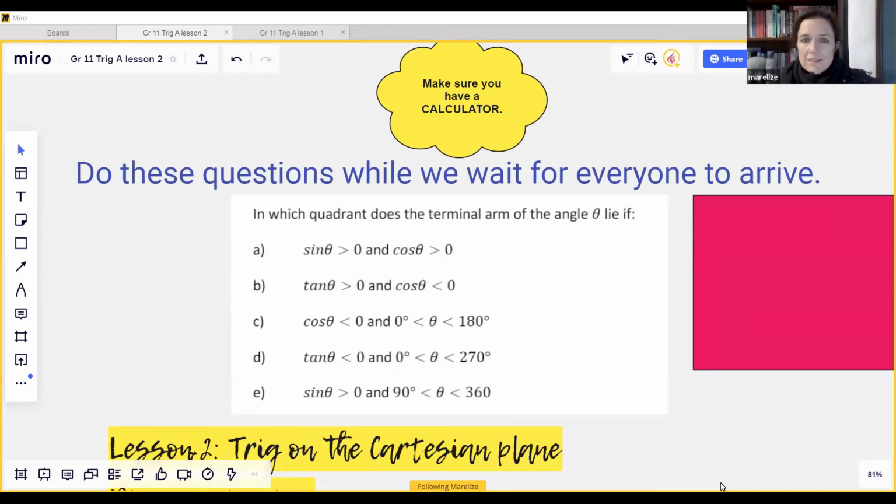There are 5 questions up on the board right now, so while we wait for everyone to arrive, please start doing those 5 questions. For each of them you have to say in which quadrant does the terminal arm of angle theta lie if, and then there are the different options. So basically you just have to say in what quadrant those functions will be positive or negative. Please do those now, and in a few minutes we'll go through them.